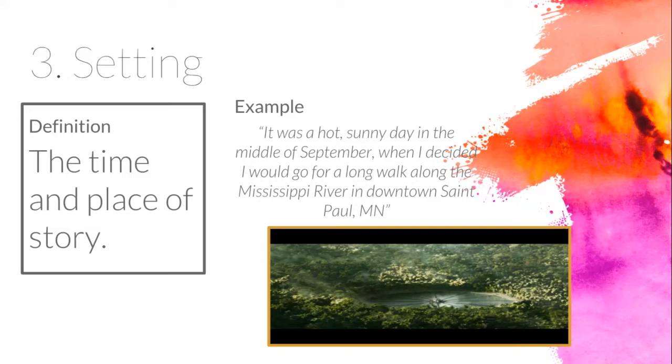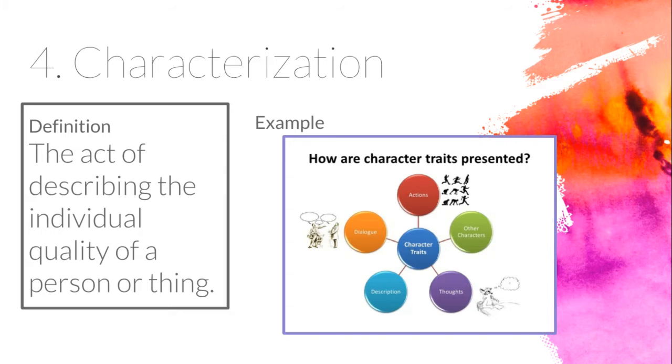Setting, the time and place of the story. So it was a hot, sunny day in the middle of September when I decided to go for a long walk along the Mississippi River, downtown St. Paul. So you know exactly where I am. I described the day. I described the time. You know what I'm doing. So it's the time and place of the story. Down there, I have a picture of The Hunger Games when they're in, I think it's number 2. So the setting is the area where they're going to do their next trials and battle.